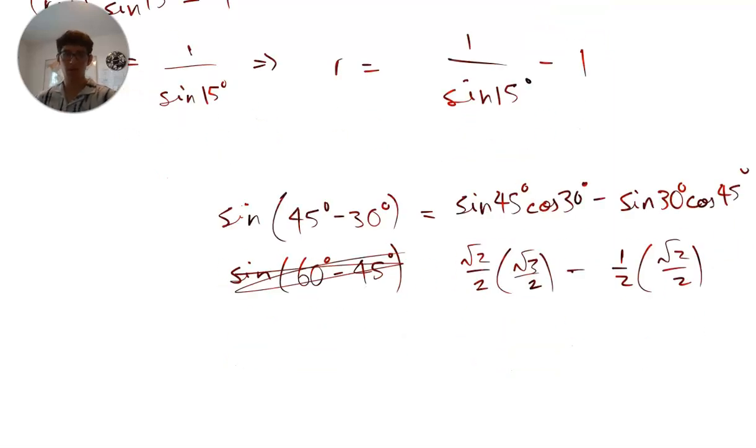Nice. What does this become? This becomes root 6 over 4. Okay, like you have to be careful. Sorry, I keep messing up. Minus root 2 over 4.